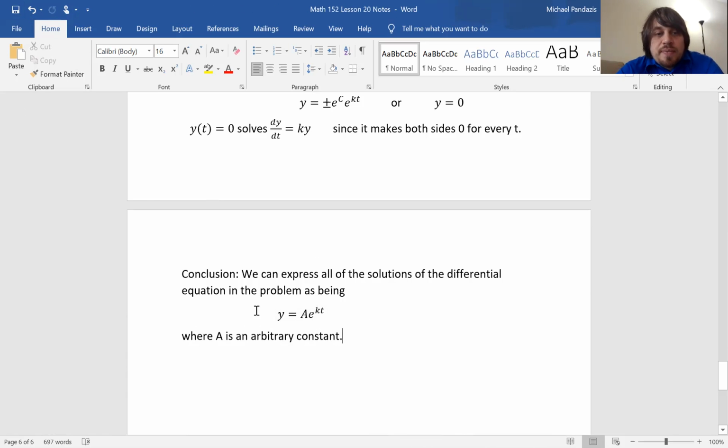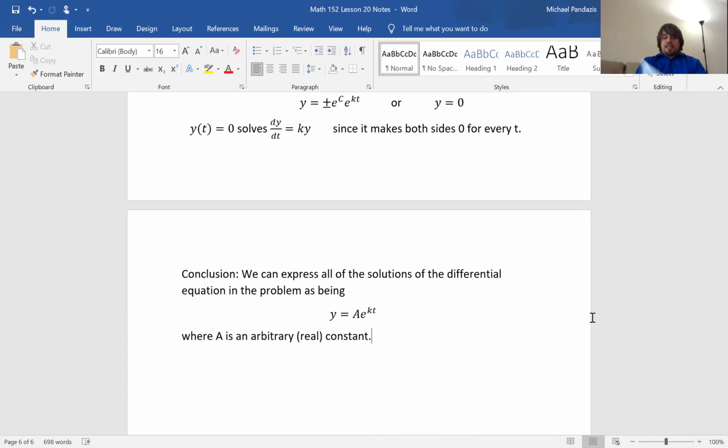Okay, so the final answer is that you can express all of the solutions of that differential equation from the equation y equals capital A e to the kt, where capital A is an arbitrary real constant. A is a real number. So that's the solution to example 4.